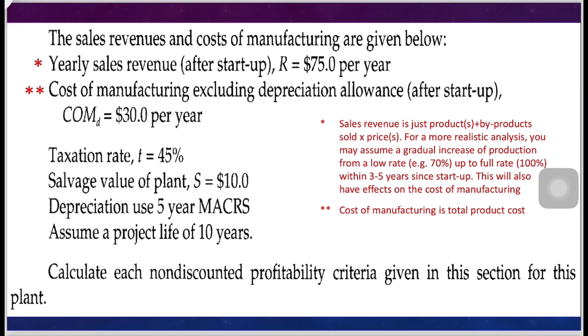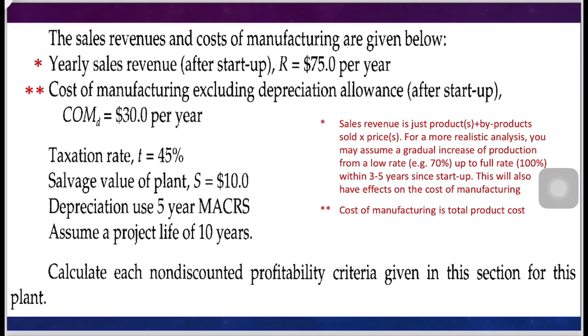So we have the yearly sales revenue. So this is after startup. You have the cost of manufacturing including depreciation allowance. So include the depreciation as well. You have the taxation rates, the salvage value, and the use of depreciation using a 5-year MACRS. And then you assume the project life of 10 years. So you need to calculate each non-discounted profitability criterion given in this section. Okay.